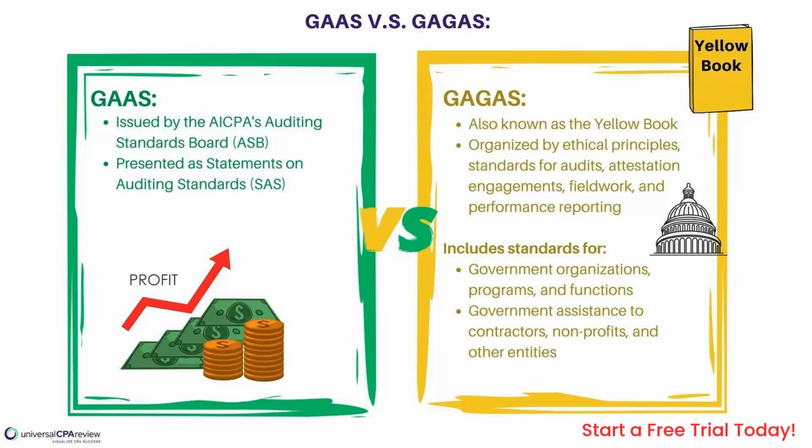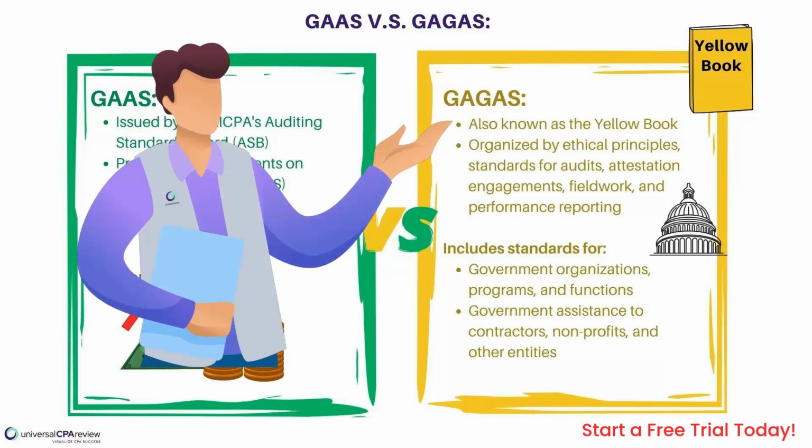Okay, so now we're diving into government auditing standards, which is one of the other standard guidelines that we initially referenced when we were breaking down all of the different types of standards within assurance engagements. Okay, so the standards or guidelines when auditing a government entity will be Generally Accepted Government Auditing Standards, or GAGAS.